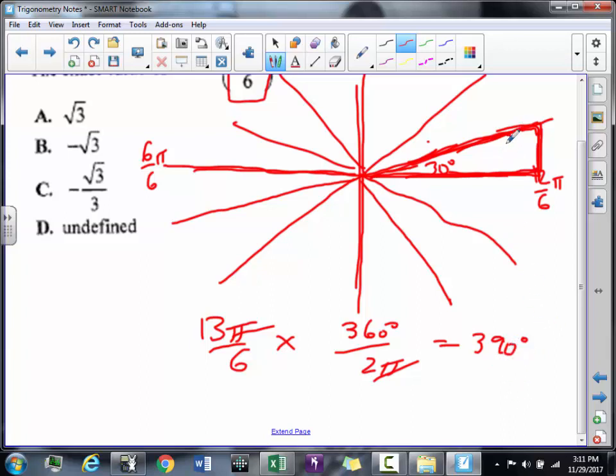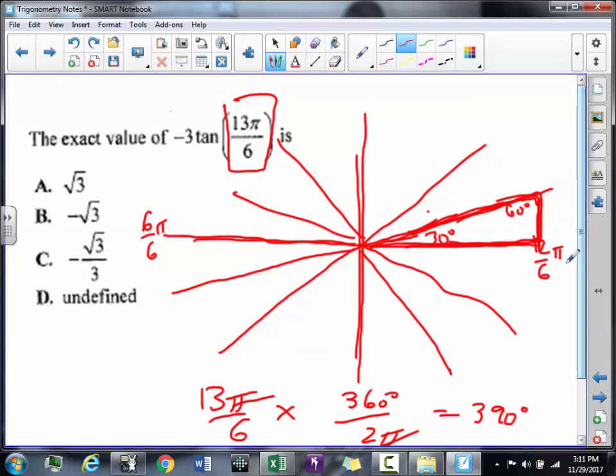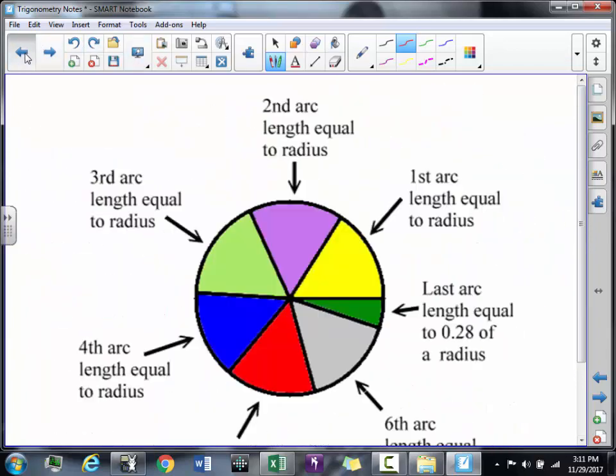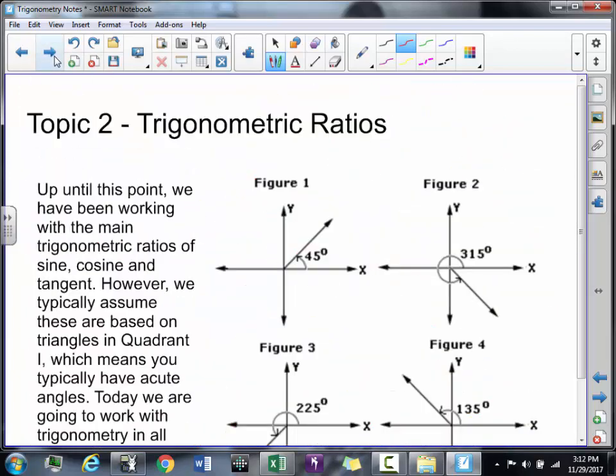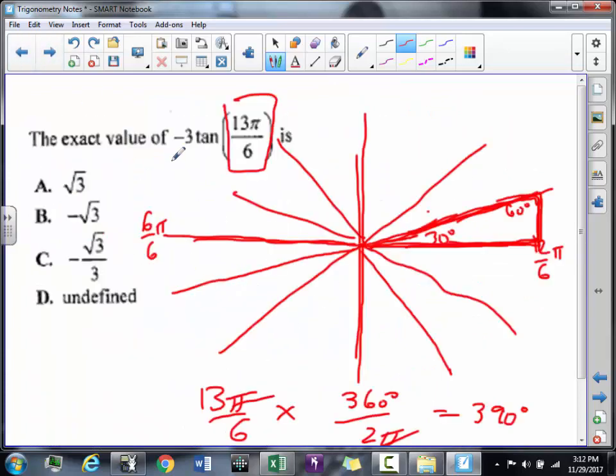Well, now that I have a triangle here, I need to start plotting some sides. Because this is kind of putting it all together now. What are the sides of the 30, 60, 90 triangle? 30 goes across from 1. 60 goes across from root 3. The other side is 2.